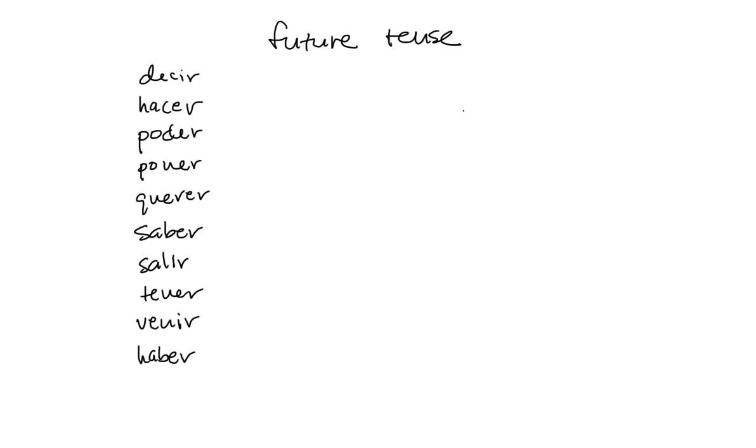Today we will look at the future tense. We have already seen that the simple present can render a near future meaning. So if you say simply yo hablo, that can mean I will talk. For example, you could say yo te hablo mañana. I will talk to you tomorrow.